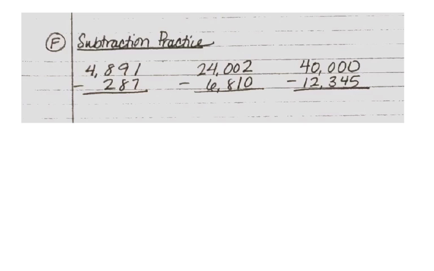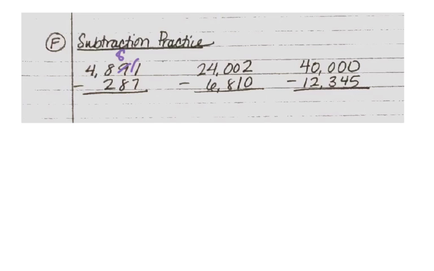I have 1, and I need to take 7 away. But I can't do that, so I come next door to the 9. I'm going to take 1 away from the 9, and that will become 8. Remember, 9 is really 90, and when I take 1 away from that, I'm really taking 10 whole away. I'm taking 10 away so that I can add the 10 right to this 1. So now instead of 1, I have 10 plus 1, which is 11.